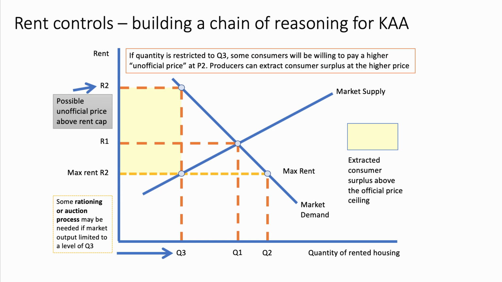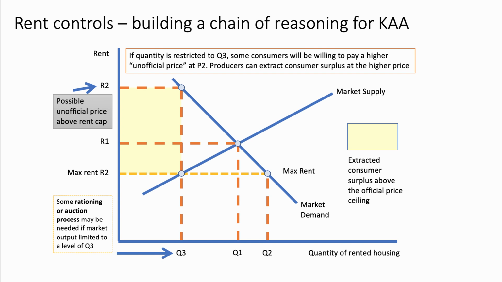So the capped rent is R2. The quantity available is now Q3. Can you see here that actually at Q3, some people would be willing to pay a much higher unofficial price, at, well, I call it P2, it's R2, isn't it? They'd be willing to pay R2, unofficial rent, if you like.